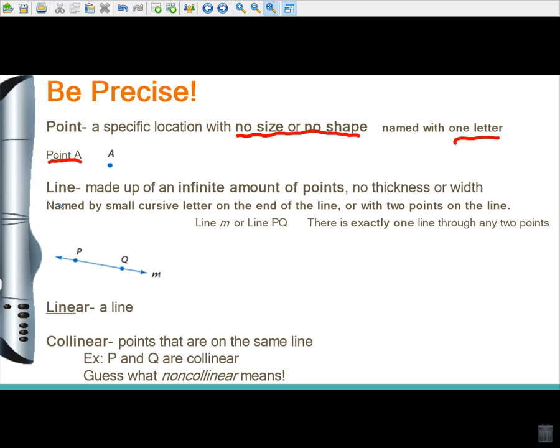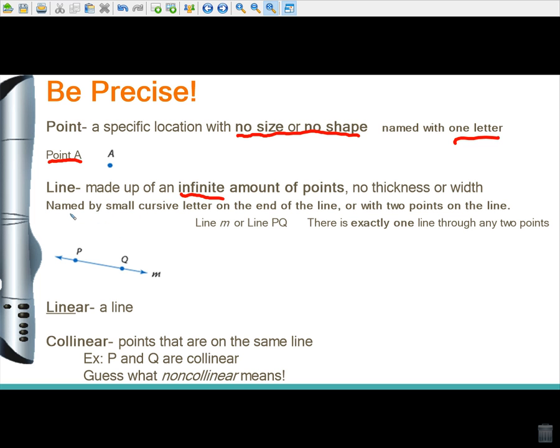Okay. Next up, we have line. Okay, a line is made up of an infinite amount of points. Infinite amount of points. There's no thickness or width to these lines. Okay, so this is just an infinite amount of points, and remember, points have no size and no shape. So, how do we name lines?